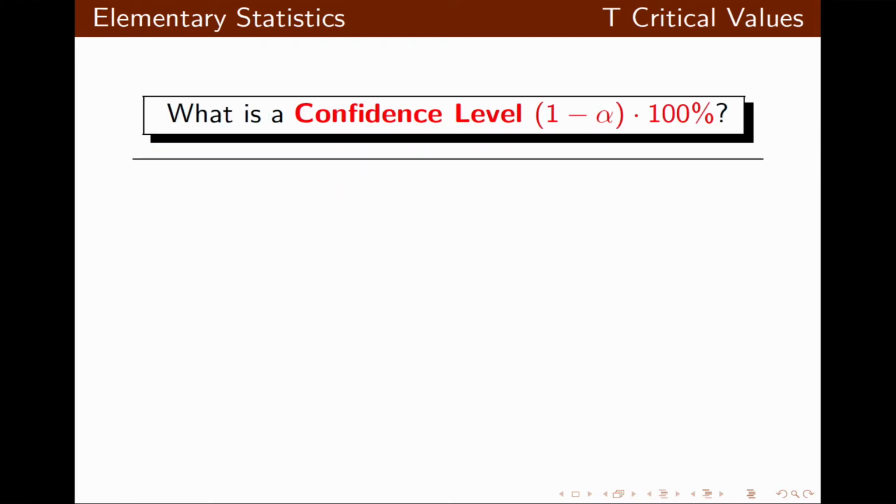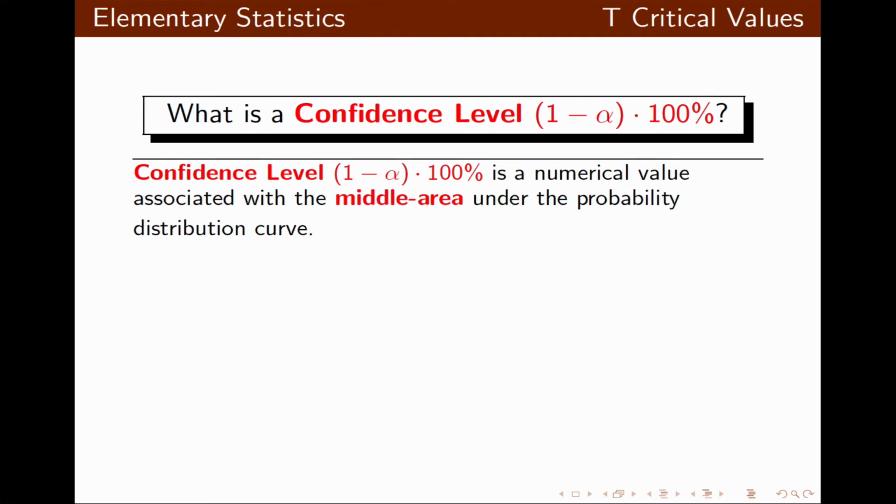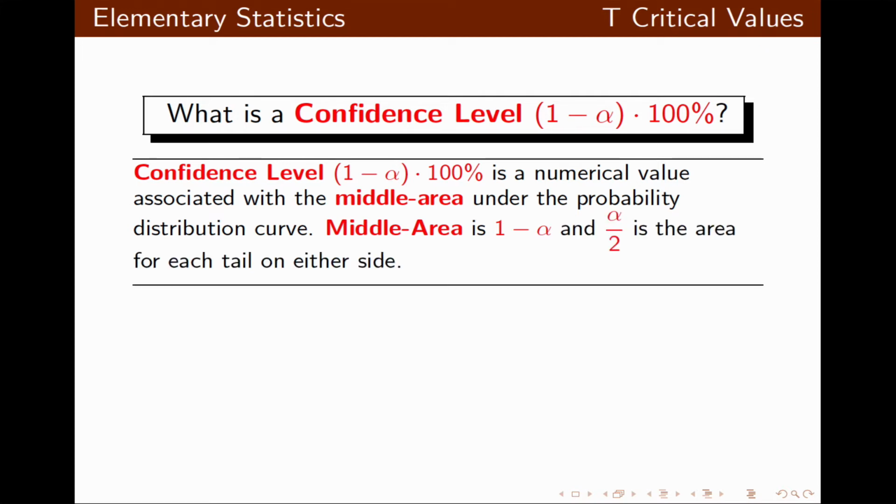Now let's look at confidence level, 1 minus alpha times 100%. Confidence level is a numerical value associated with the middle area under the probability distribution curve. The middle area is 1 minus alpha, and alpha over 2 is the area for each tail on either side.